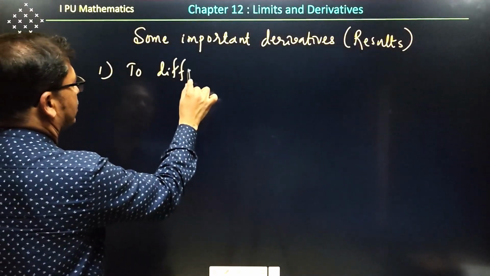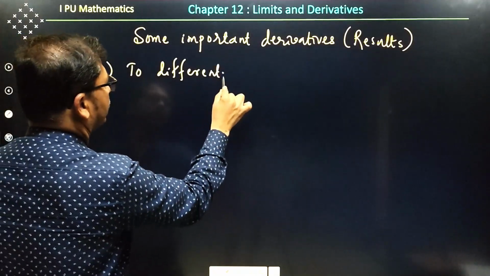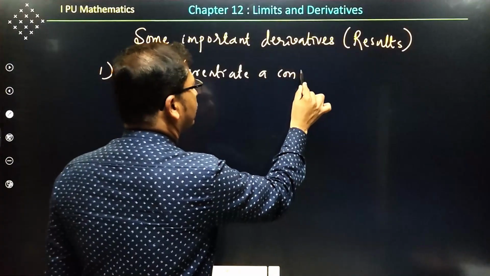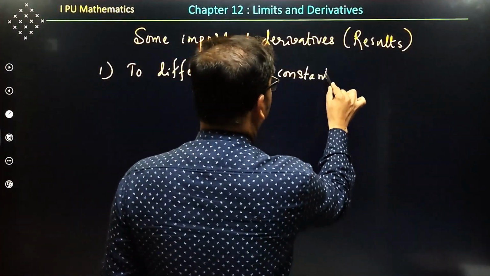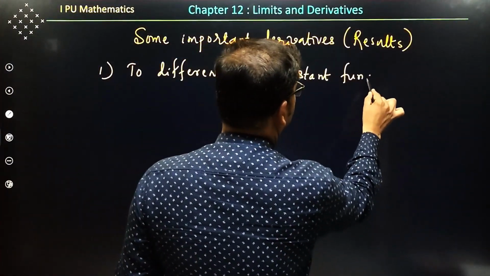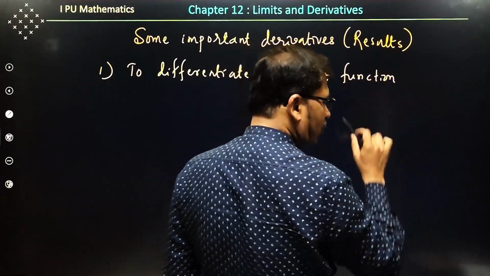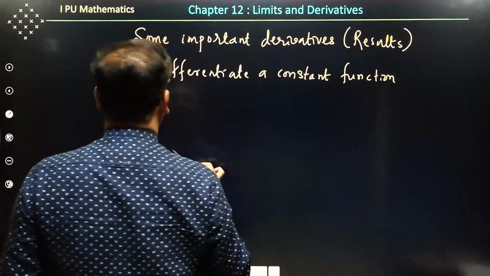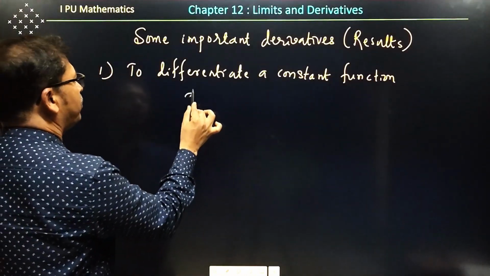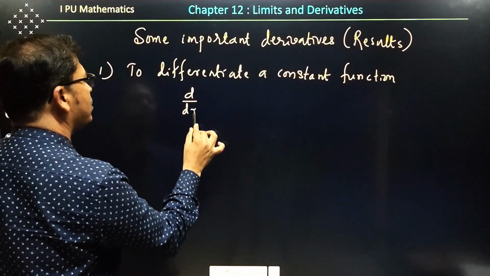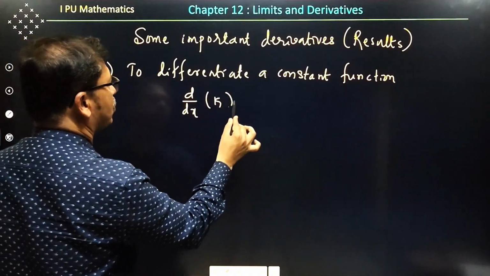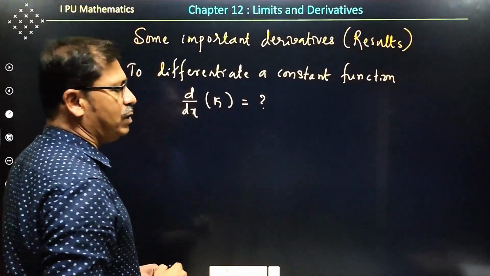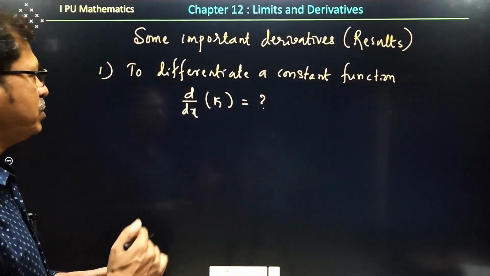a constant function. To differentiate a constant function with respect to x. To differentiate a constant function, that too from first principle here. That is a differentiation dy dx of some constant k. This is equal to what? That is what I want to find out here. Actually, the differentiation of a constant is equal to 0 here.